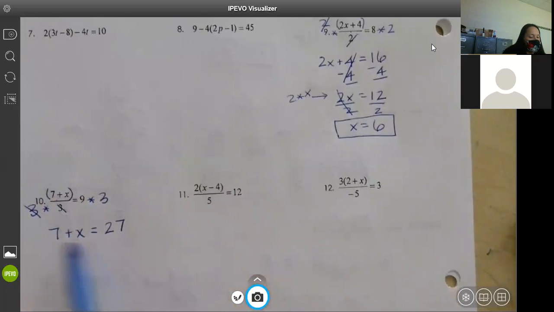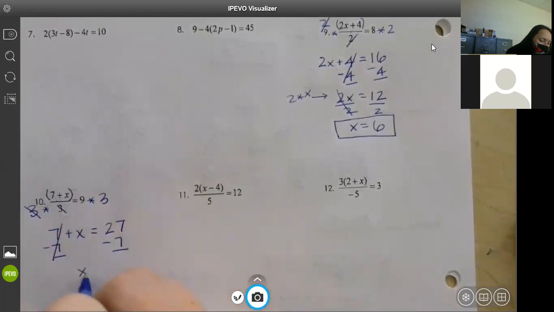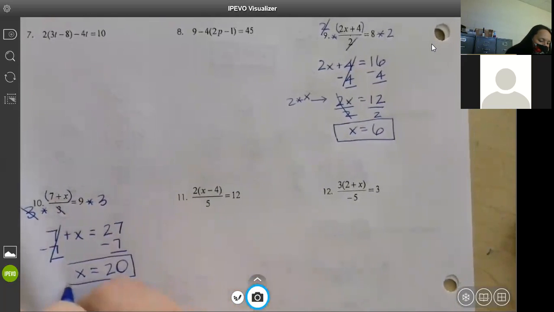I need to solve for x, so I need to get rid of this 7. How do I get rid of this positive 7? Subtract this 7. It cancels out, and we get x is equal to 20. That's it.